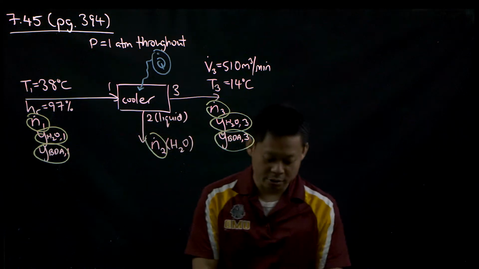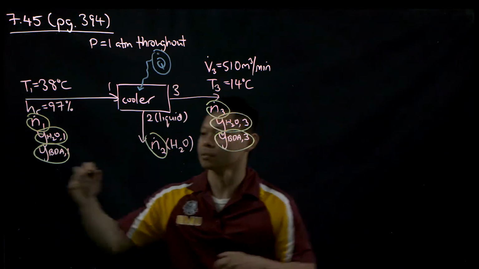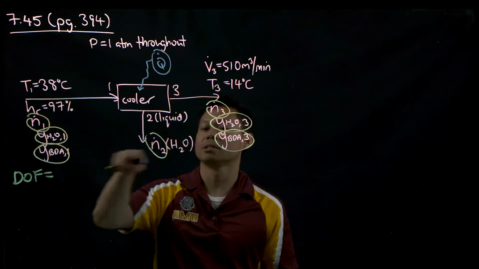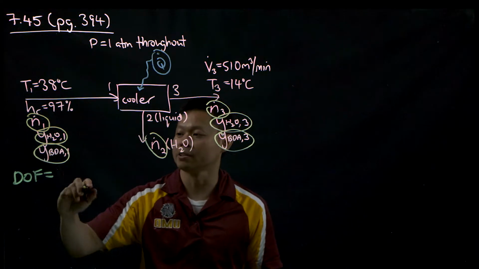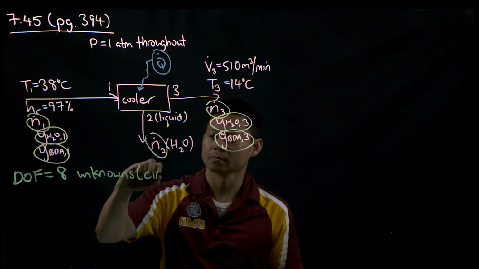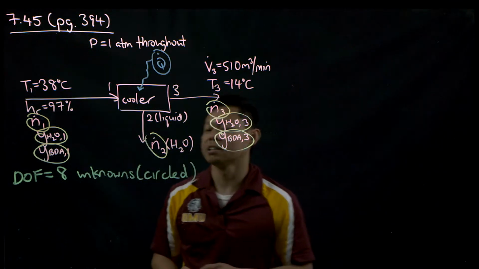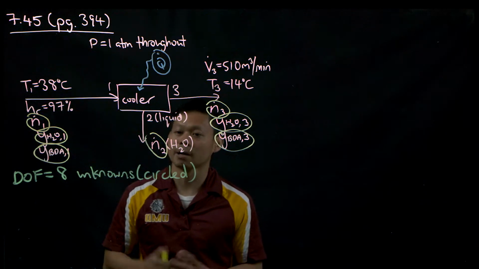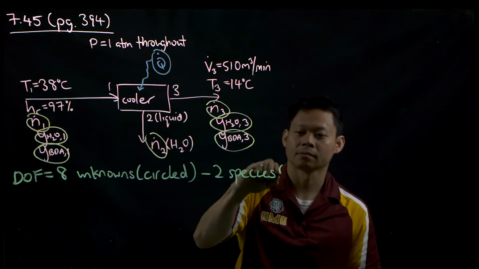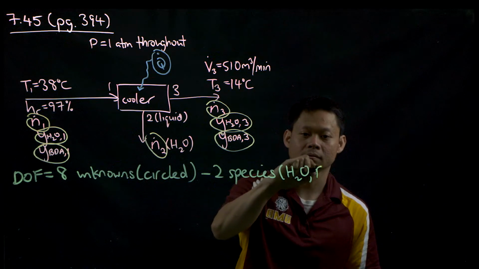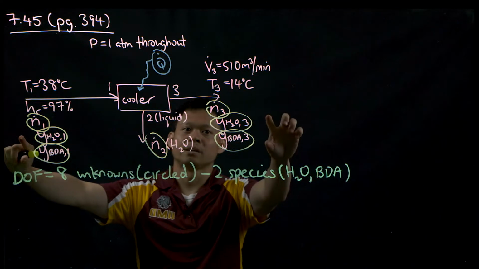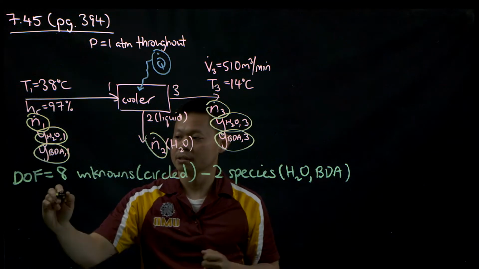All right, so let's write out our degree of freedom analysis. We have our 8 unknowns, so 7 from the material part and 1 from energy. So 8 unknowns. The next thing we count is the number of species. That will give us the number of balances we can write. So we have 2 species. We have sum of y equals 1 in stream 1 and 3. So we have 2 constraints.